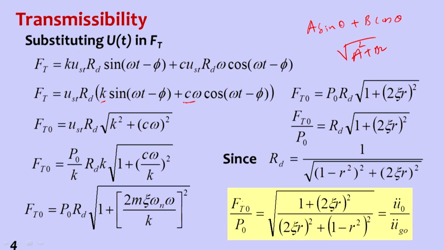So the amplitude of transmitted force by amplitude of applied force is equal to this whole big equation, that is actually equal to the amplitudes of this one, u double dot 0 by u double dot g0. This is the applied force and that is the transmitted force.